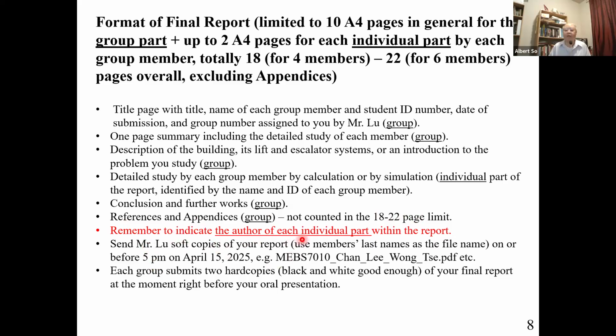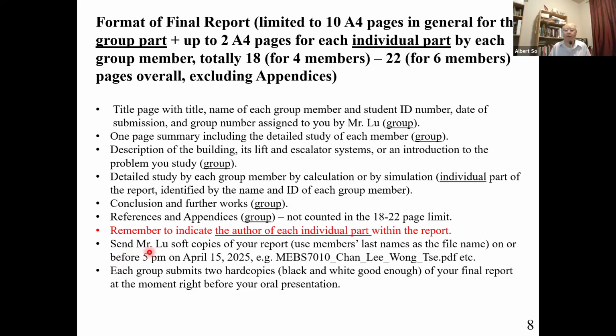Remember to indicate the author of each individual part within the report, because each individual part is worth 20%. So you need to write down the name of the author of each individual part, so that Mr. Liu and I can give marks on each individual part as well.